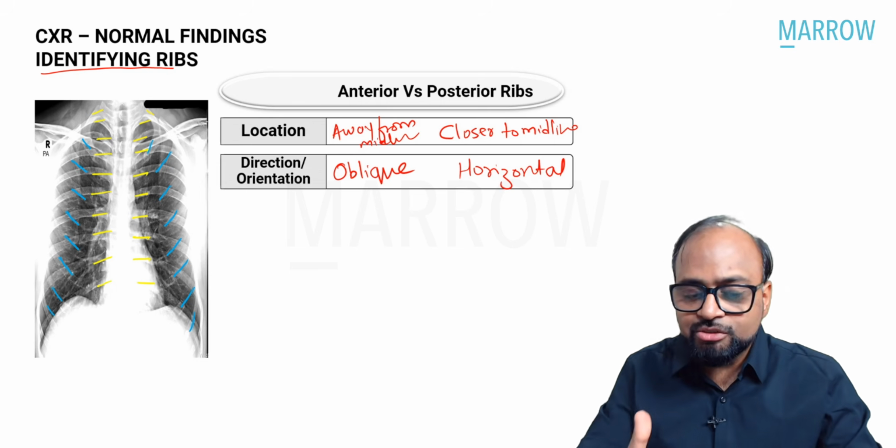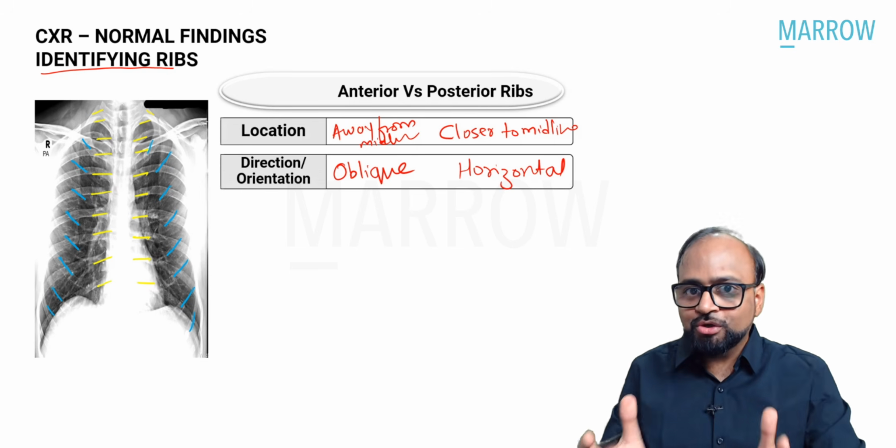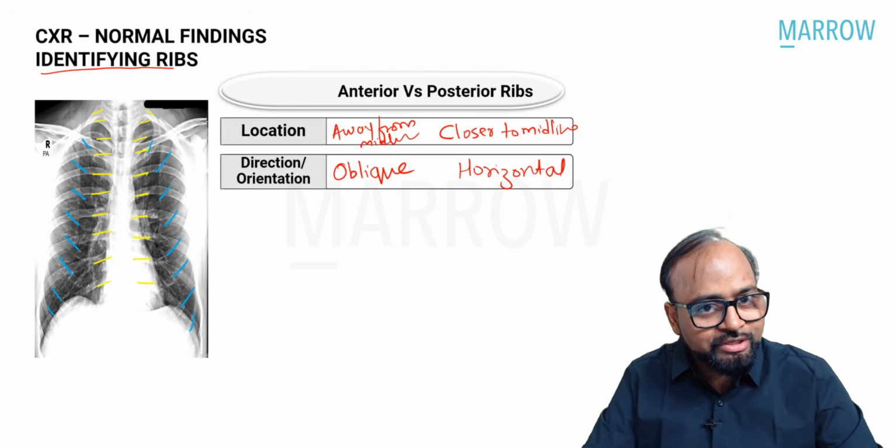So let us quickly summarize. Look at the image there. Posterior ends of ribs are closer to the midline and horizontally oriented. Anterior ends of ribs are away from the midline, they are obliquely oriented, right?